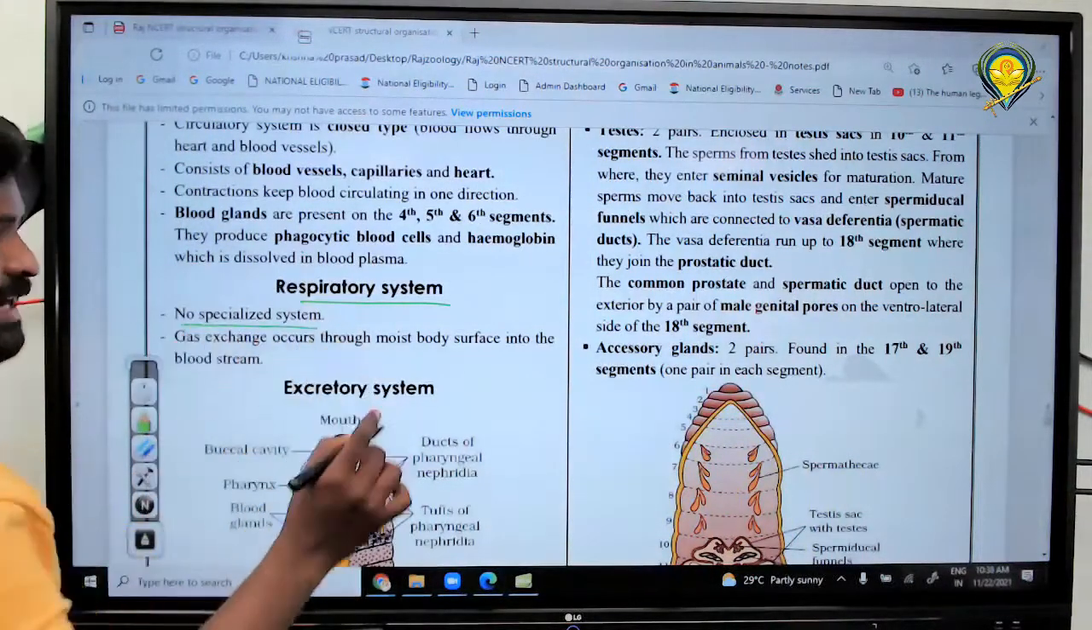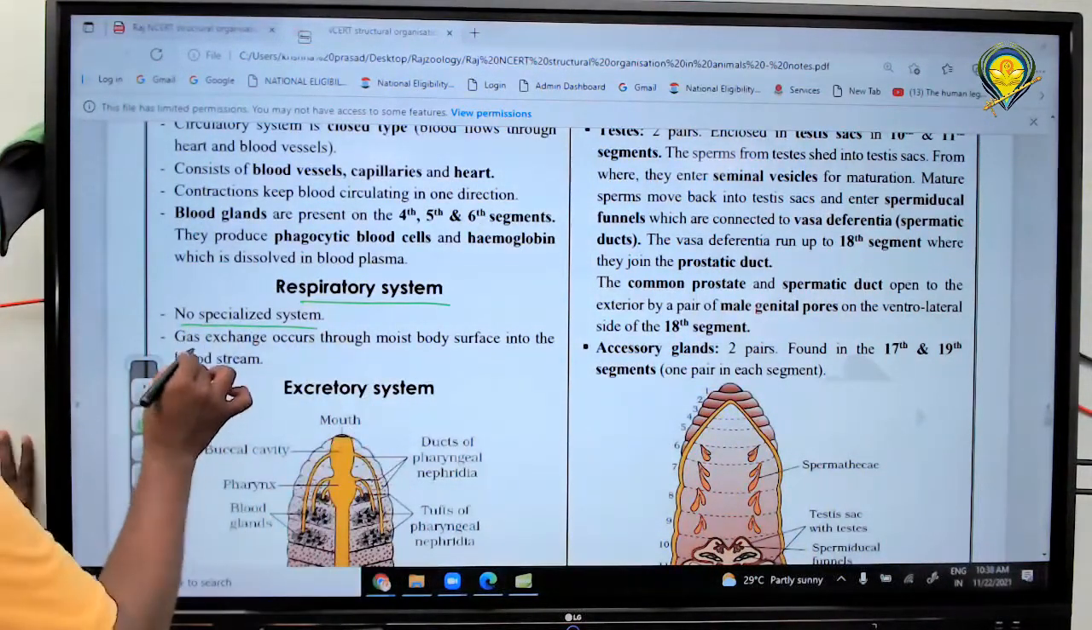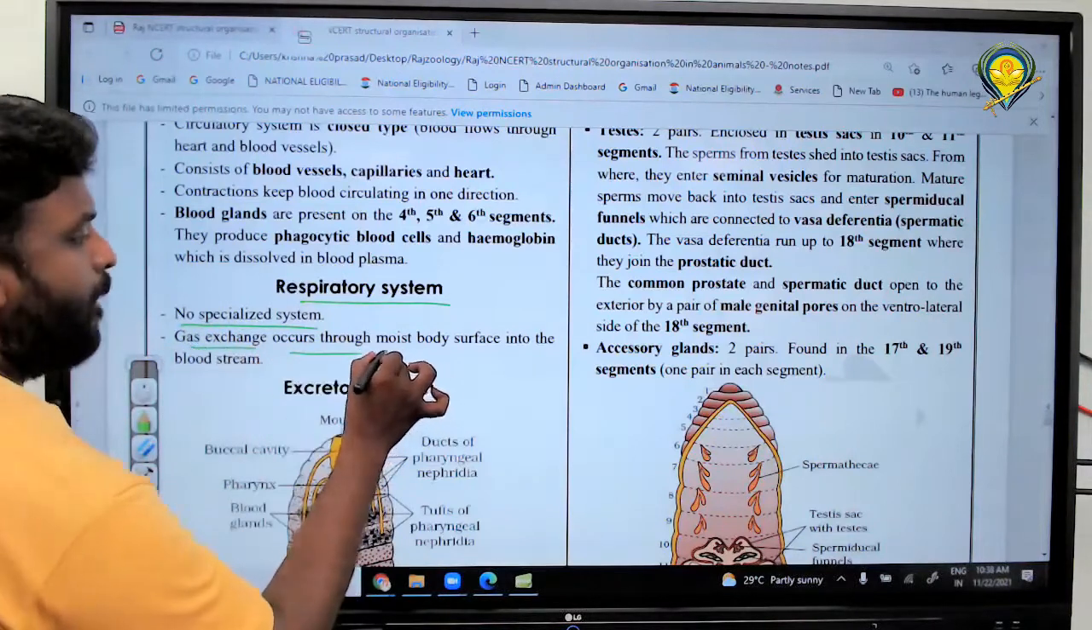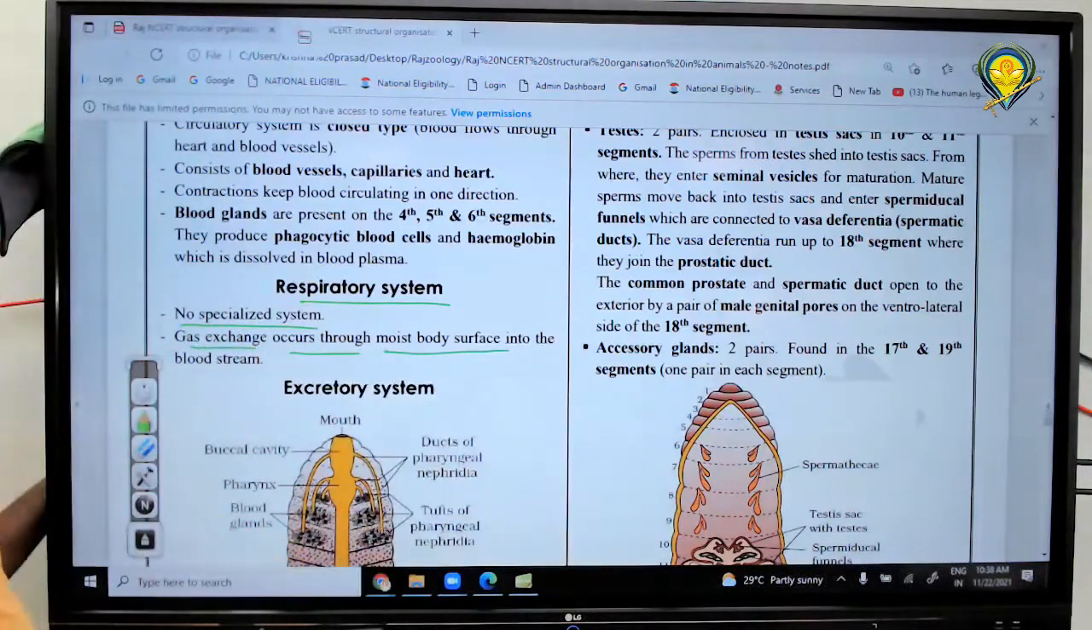There is no specialized organ, right? Very good. Gases exchange through the moist body surface. Please write it. It is a bloodstream. That's it.